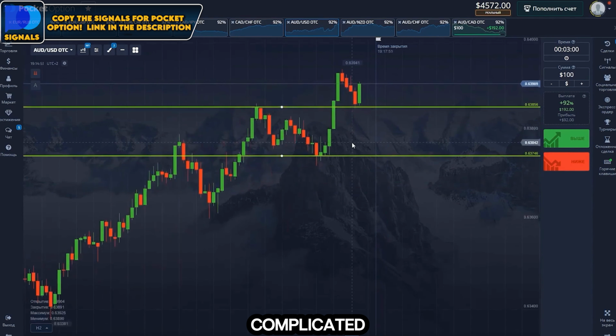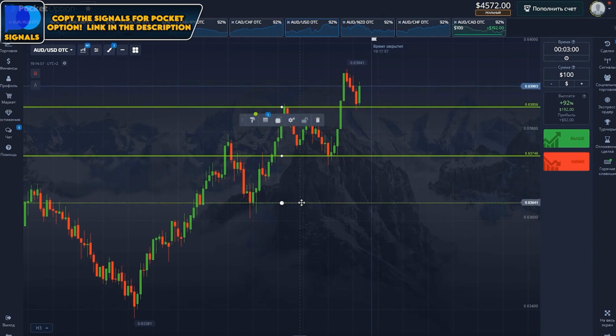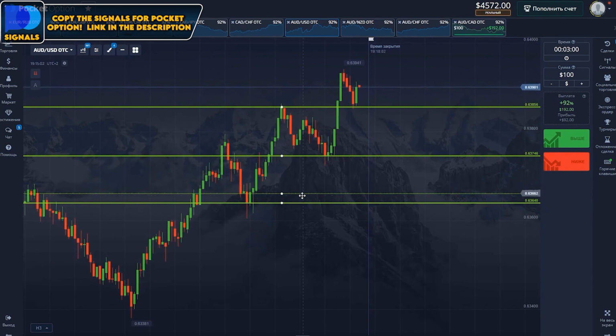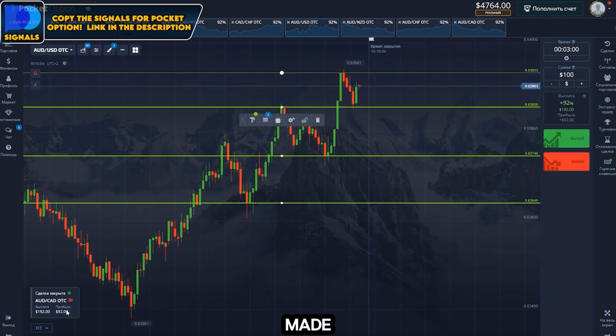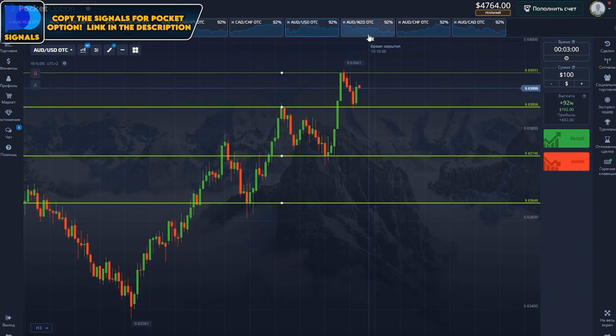I think it's not complicated. If you think logically, you will all understand. So here, similarly, the last fourth line will be, as you can guess, right here. By the way, we have made a profit. Indeed, a pullback occurred.